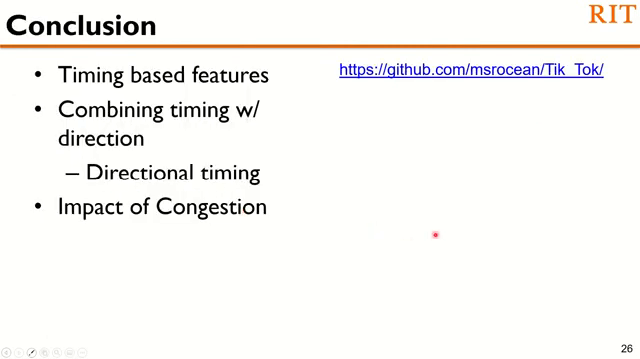In conclusion, we empirically show that timing-based features are important. Raw timing can be a powerful data representation alone. Combining timing with direction improves the attack performance, and congestion does have an impact on the attack accuracy.